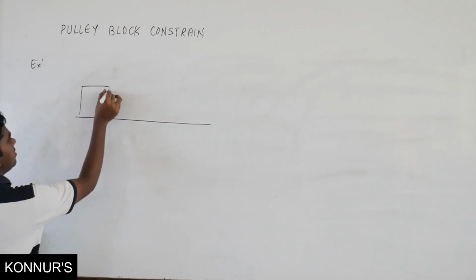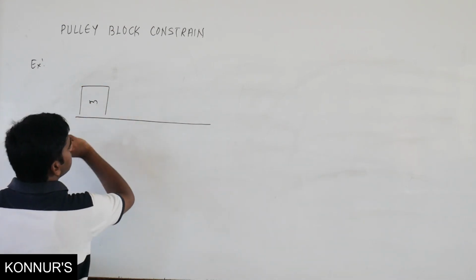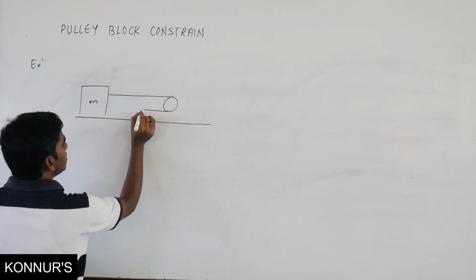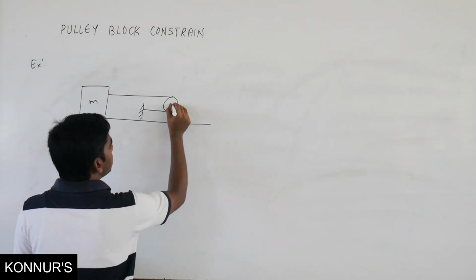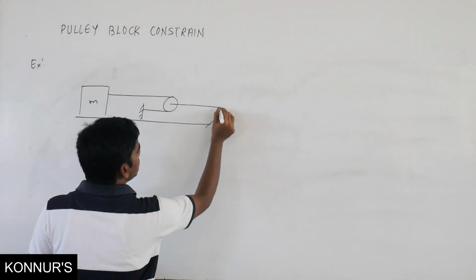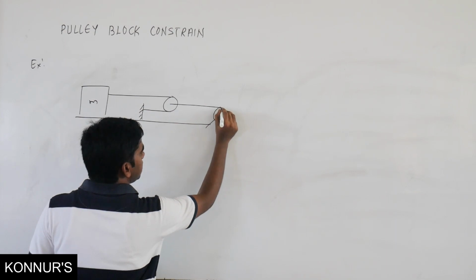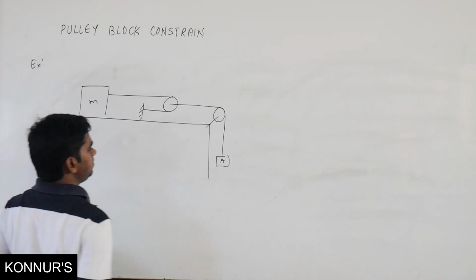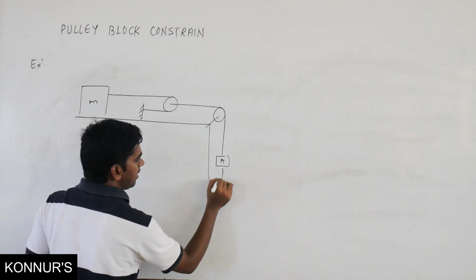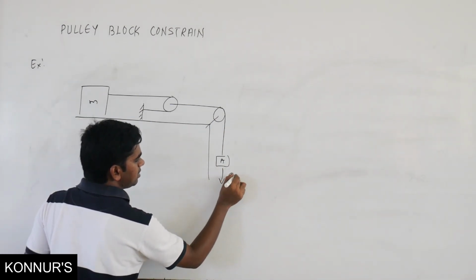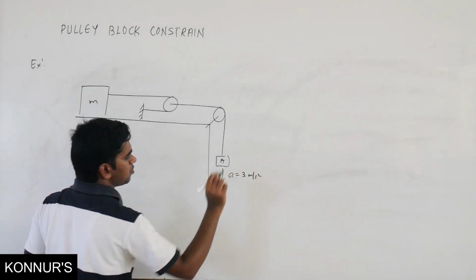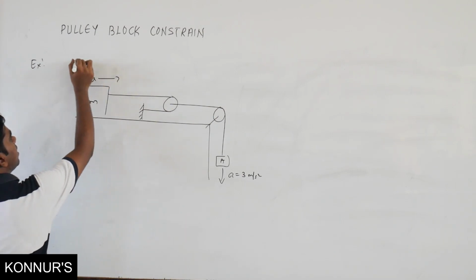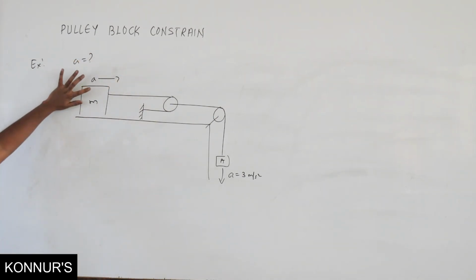Suppose a mass m is here, and this is connected to a pulley. The pulley is going to be here, and on that pulley another string is connected to a rigid support, and this pulley has another string passing to another pulley, which is connected to a mass, say A or B, whatever. If this mass A has an acceleration of 3 meter per second square, what will be the acceleration of this mass? They are asking for the acceleration of this mass.